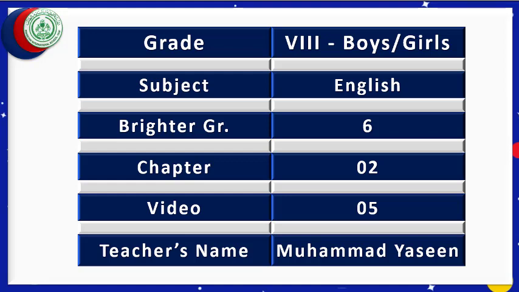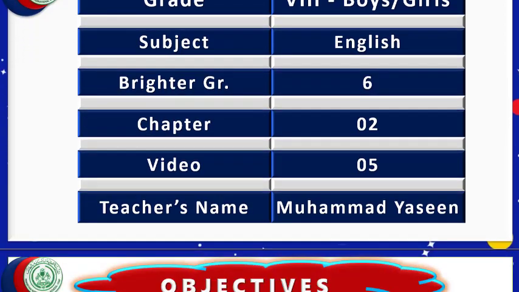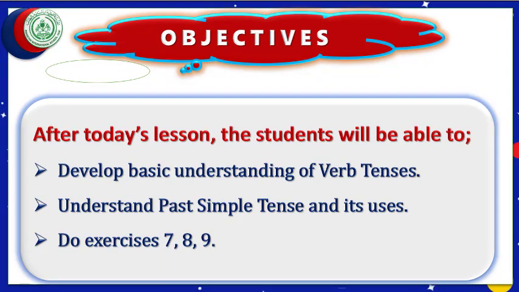We are doing Brighter Grammar 6, chapter 2. This is our 5th video lesson today. In today's lesson, we shall develop a basic understanding of verb tenses. We shall start our past simple tense and try to understand it. During this lesson, we shall do exercises 7, 8, 9.